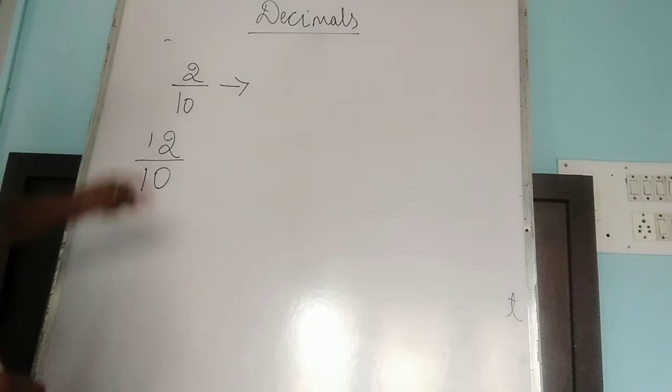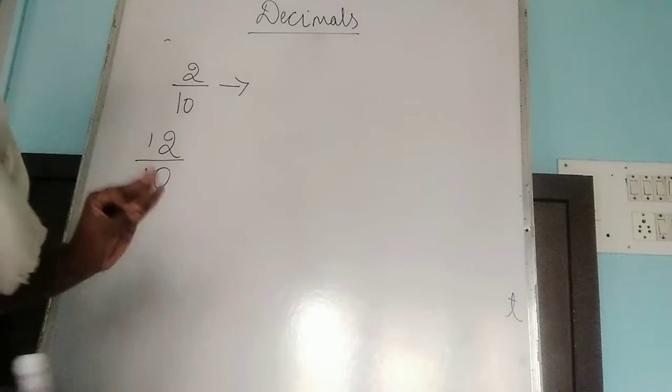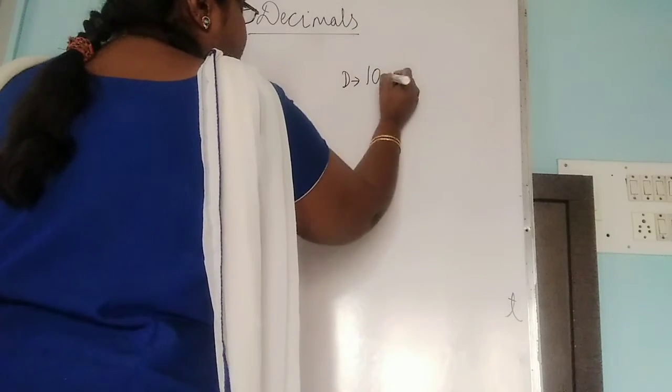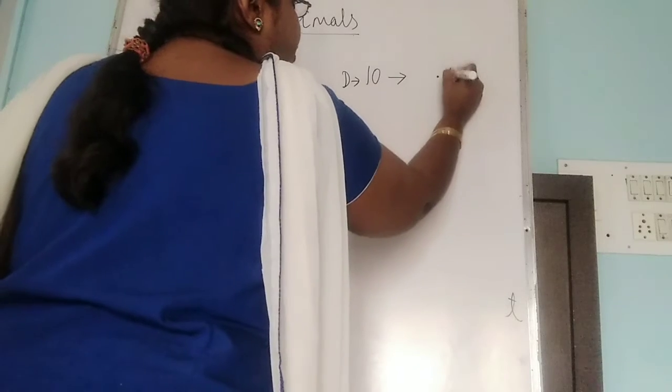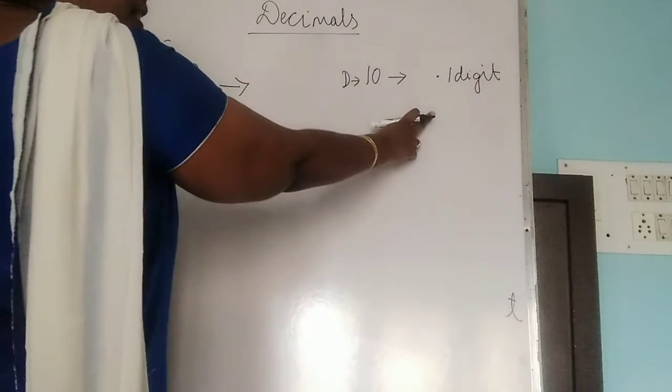Now, 2 by 10, you need to convert to the decimal. Now there is a rule. What is the rule? If the denominator is 10, that means after the point, it should be one digit. Please remember this. This is the basic concept.